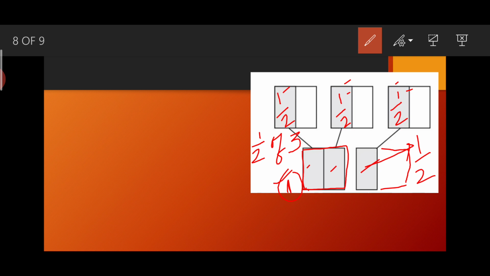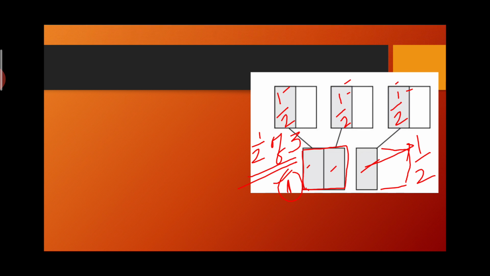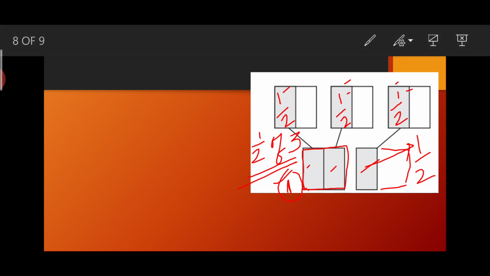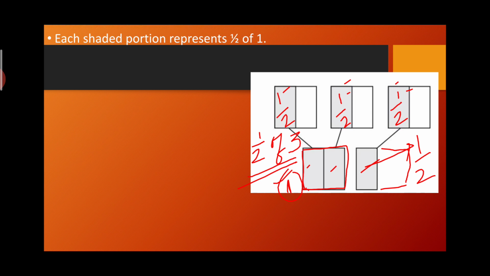So what is 1 by 2 of 3? It is 3 upon 2. So we have written here 1 by 2 of 3. So we can also write 1 by 2 of 3 as 1 by 2 into 3, that is 3 upon 2. Okay, so moving on, it's just a revision of what I have said. Each shaded portion represents 1 by 2 of 1, half of 1. Okay, so 3 shaded portions will be half of 3.